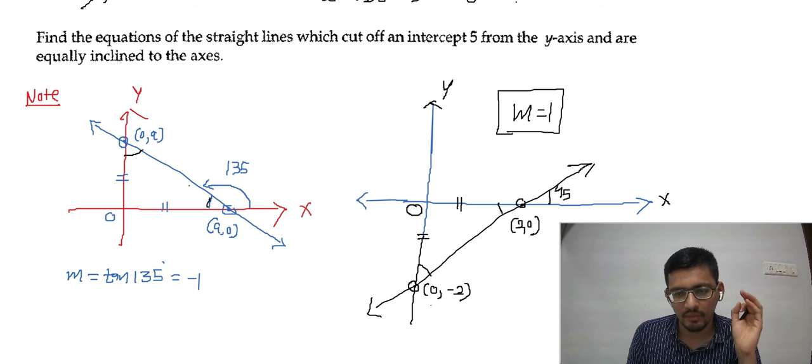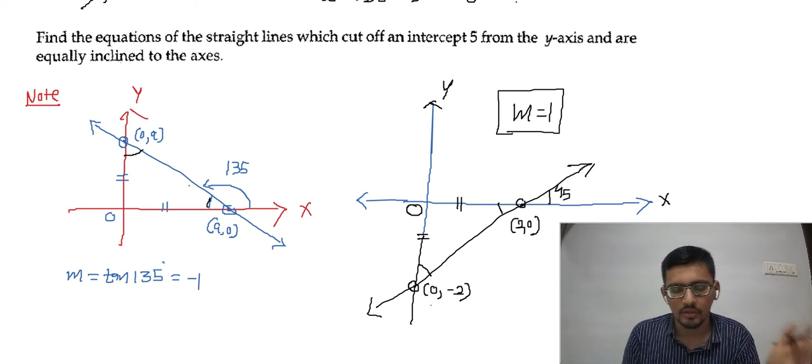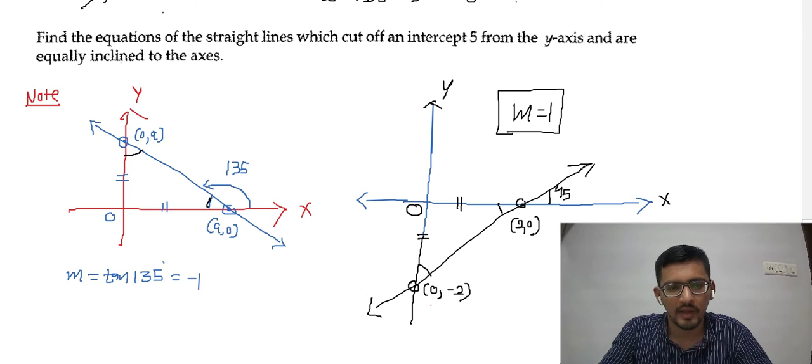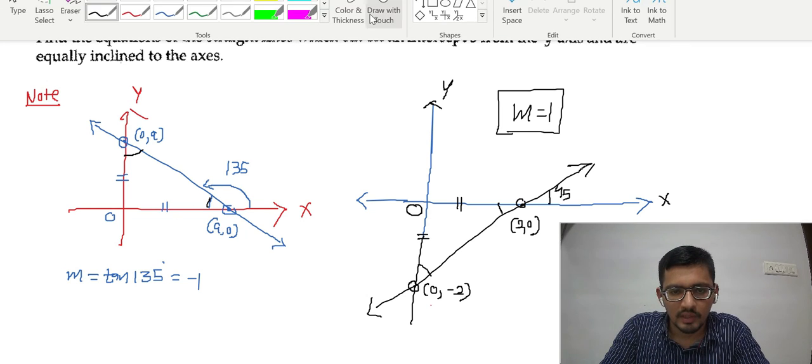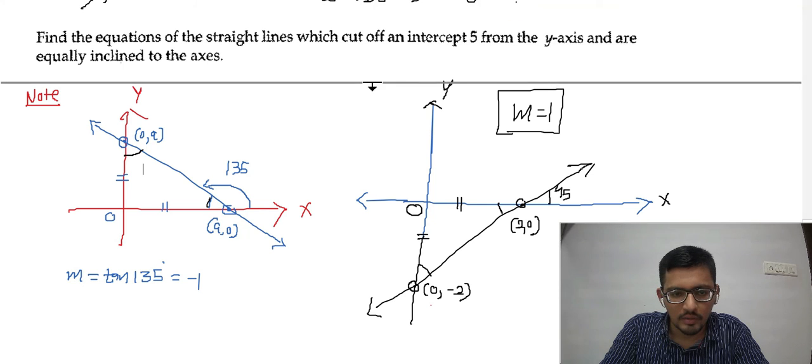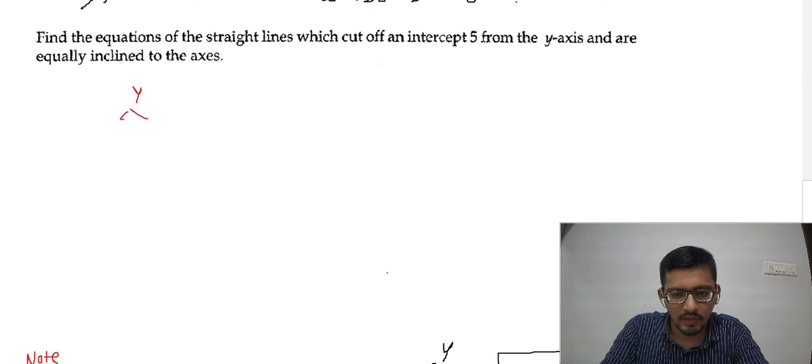In the question if they are mentioning a line is making equal angle with the coordinate axes or equally inclined, the slope you will take is plus or minus 1. So I hope this is clear. Now based on that, let's see one example.